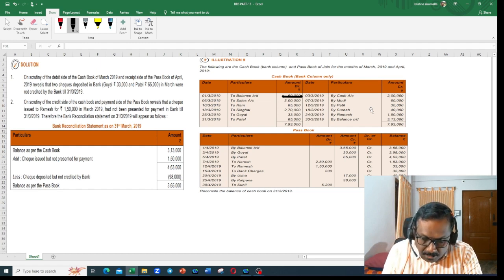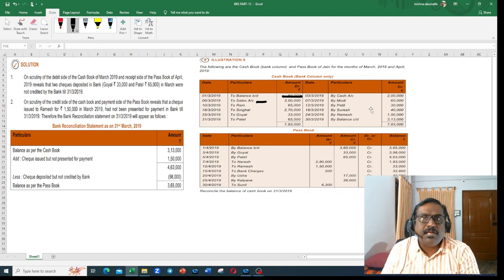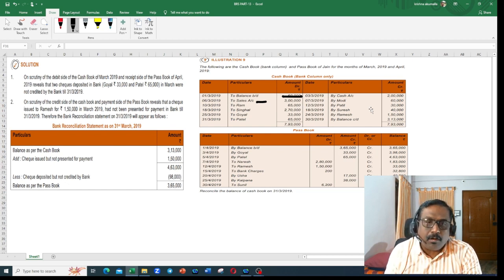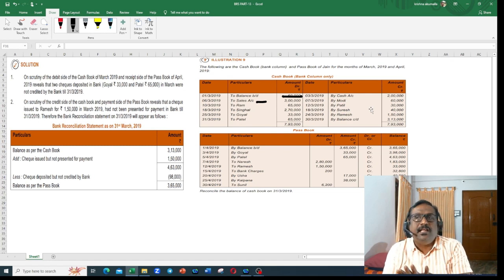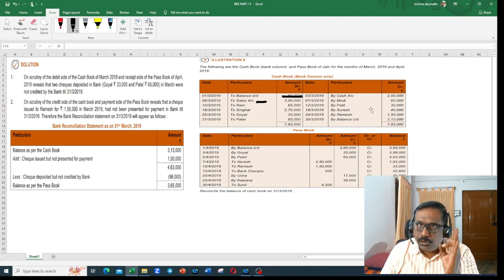Because on 6th March we sold goods and deposited in the bank, that would have been there in the March month passbook. But the March month passbook is not there. So we are assuming the 3 lakhs amount was already updated in the passbook. So we don't consider that there is a difference between cash book and passbook, and we don't consider this point for reconciliation purposes. Are you clear on this point?